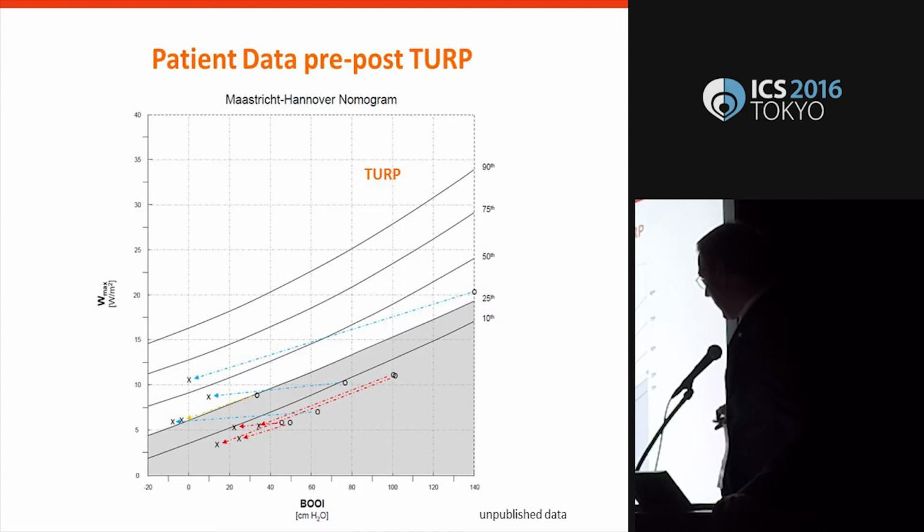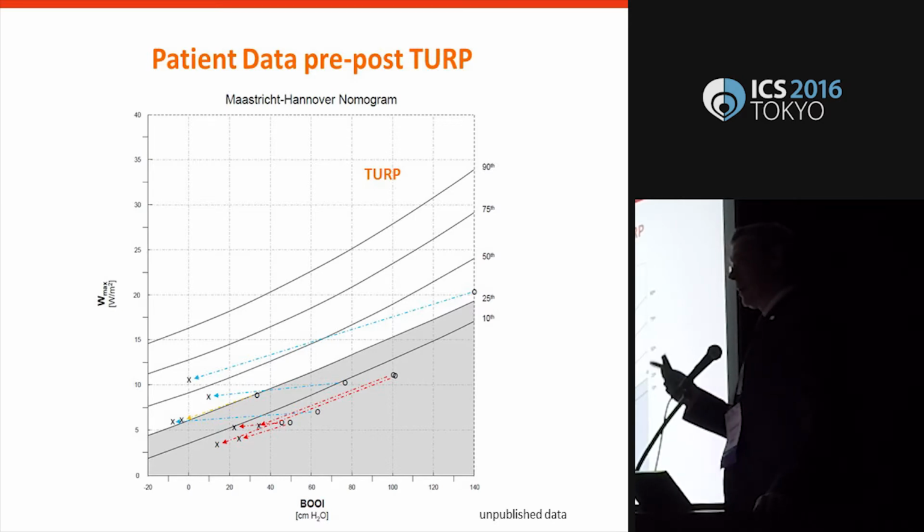And there's a yellow line. I don't know if you can see the yellow line. This is like a partial responder. He's reduced in symptoms, but still has a little bit of post-void residual urine. So he's right at the edge. So what we can do now, or what we can see, is rather amazing.